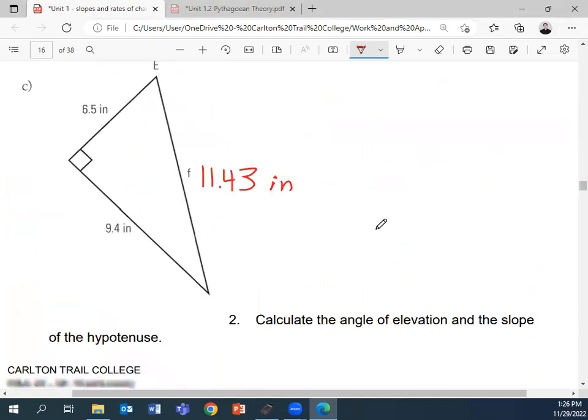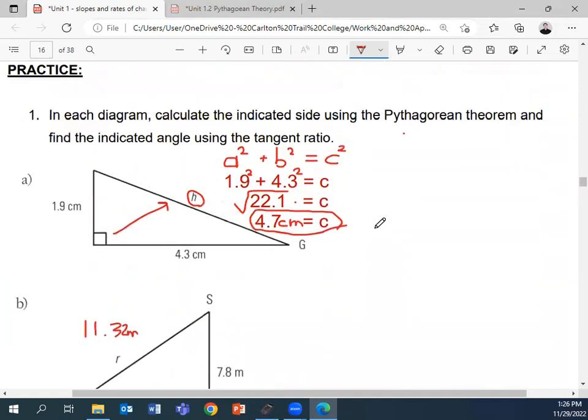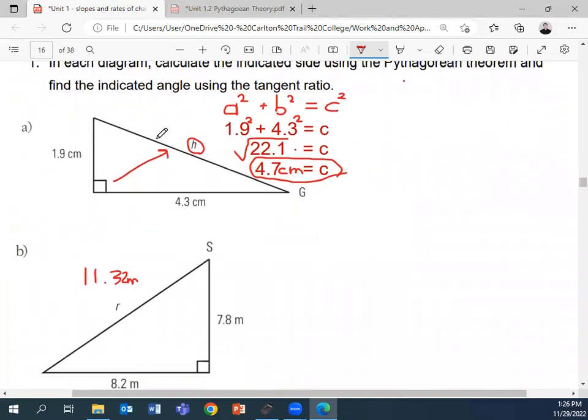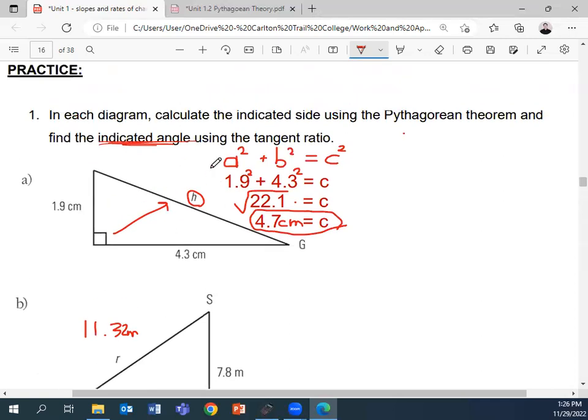Okay, I want you to go now. Now I want you to go back to question 1. I want you to now find the angles of these. If you don't have room on here, just do it on your whiteboard or a scrap piece of paper or something. Just find the angles now of these.